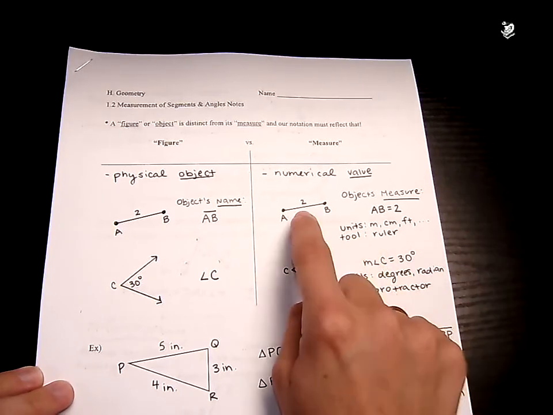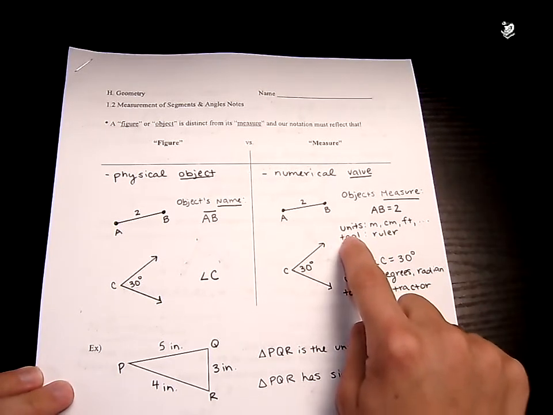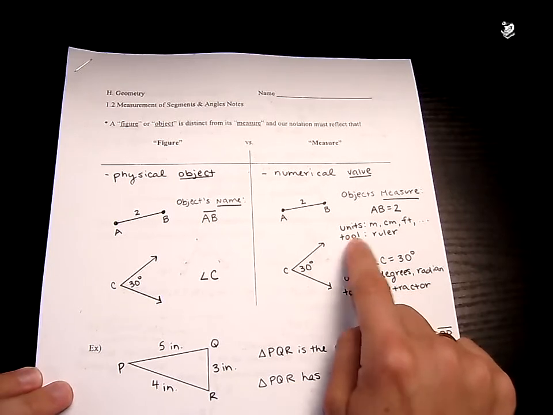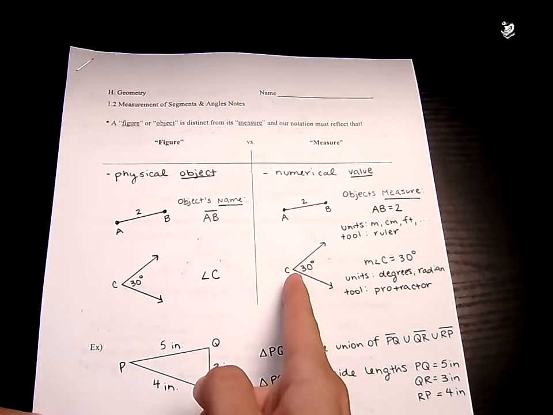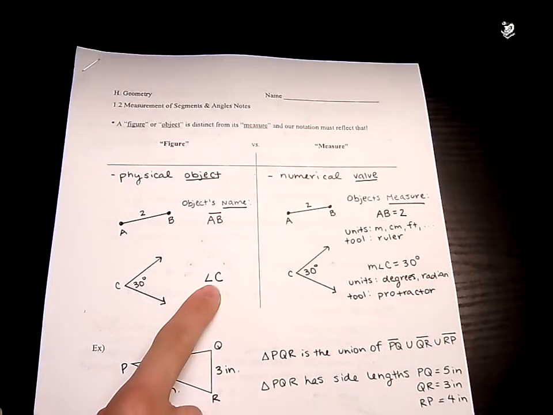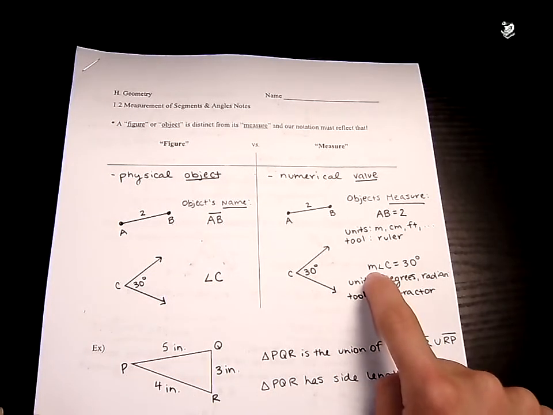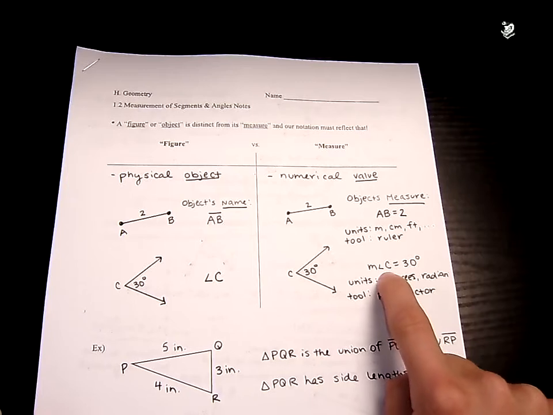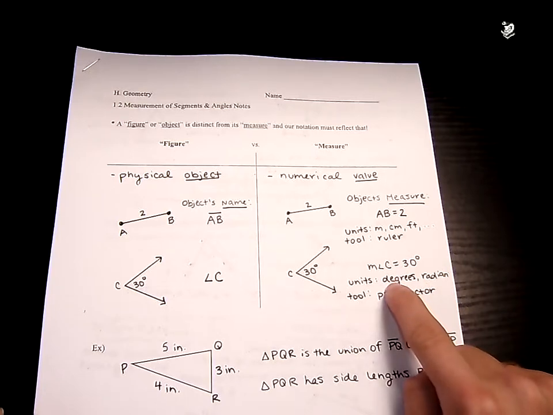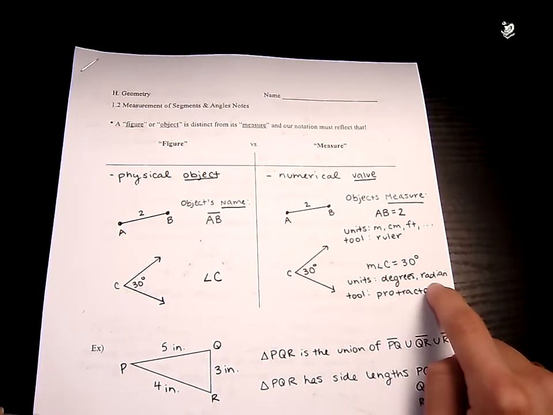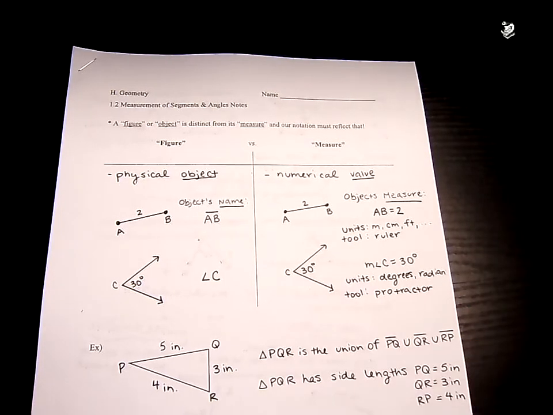Measure for segments could be anything. It could be meters, centimeters, feet. And the tool that we usually use to measure a segment is a ruler. For the angle, the measure is going to be 30 degrees. So we don't just put angle C, we put M, which stands for measure of angle C, is 30 degrees. And we know typically that angles are measured in degrees, but you're going to learn later on in your Algebra 2 career that there's something else we measure angles in, which is radians. And the tool that we use to measure is a protractor.